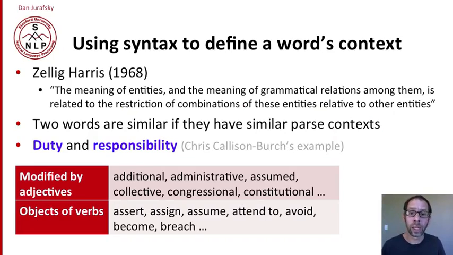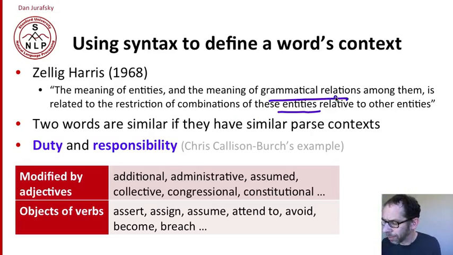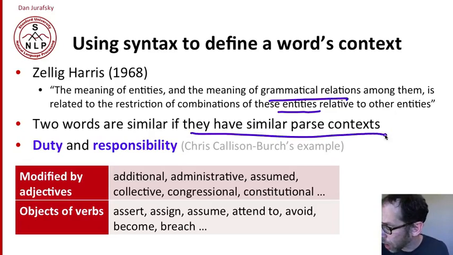A common way to define context is to use syntax. And this again relates back to early linguistic arguments that the meaning has to do with the restriction of combination of entities grammatically. So in other words, two words are similar if they have similar parse context.